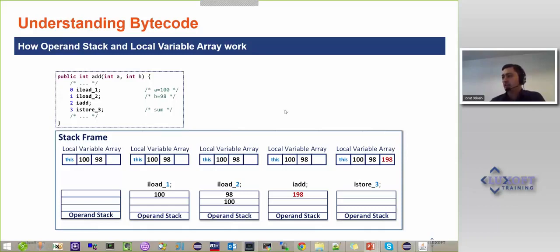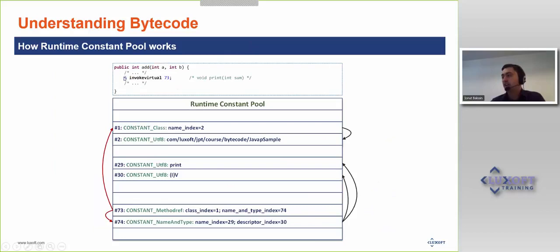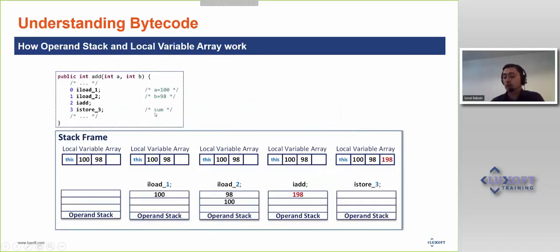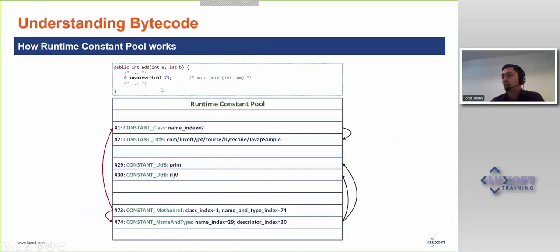But let's move further, because this is one case, and we have another case where we call entries in the runtime constant pool. Here we did the sum, but now we have to call the print method. When I say print the sum, the bytecode looks like this. It's an invokevirtual. I'm calling a virtual method, and I'm going to resolve it based on the runtime constant pool, and more precisely, based on entry 73 in the runtime constant pool.